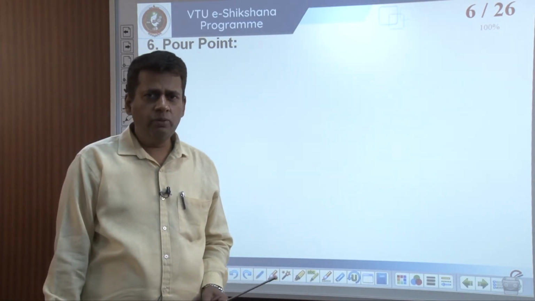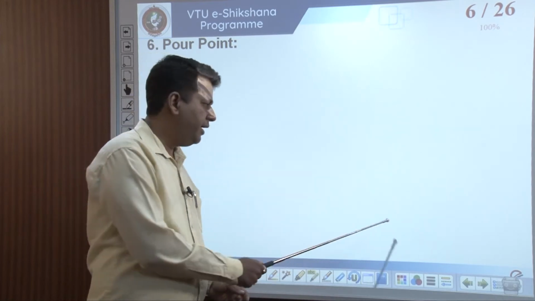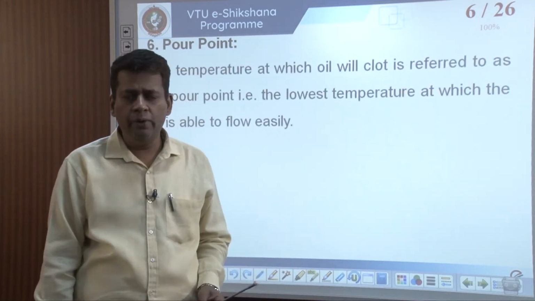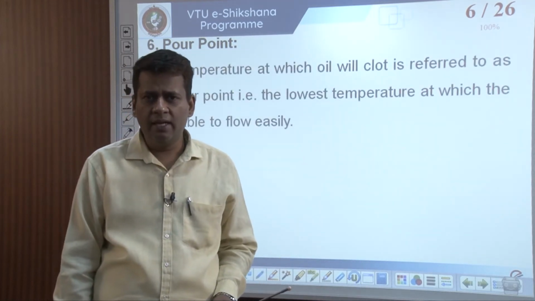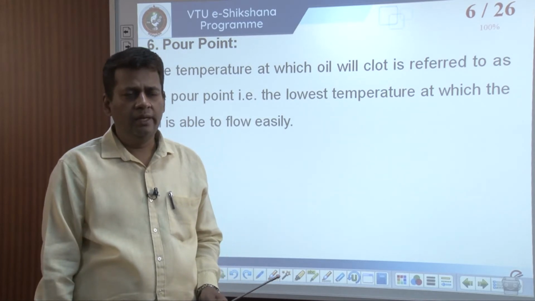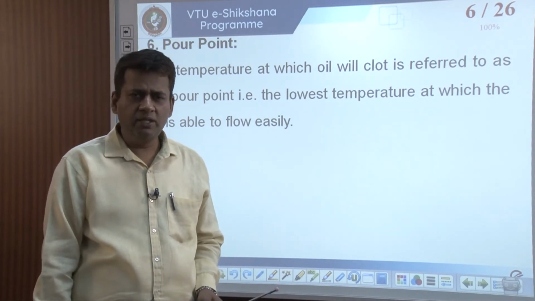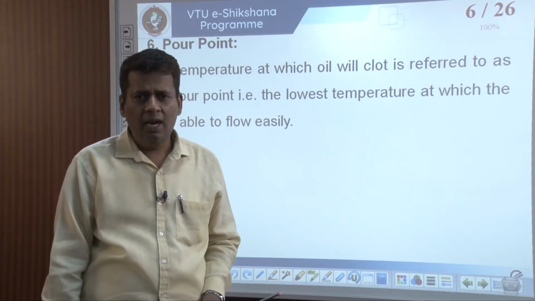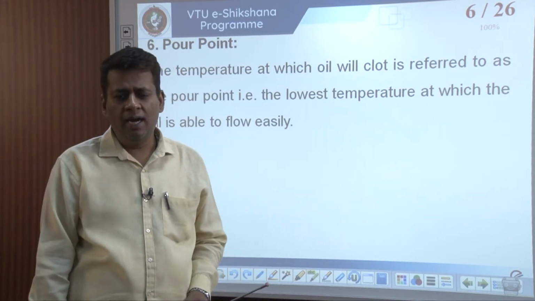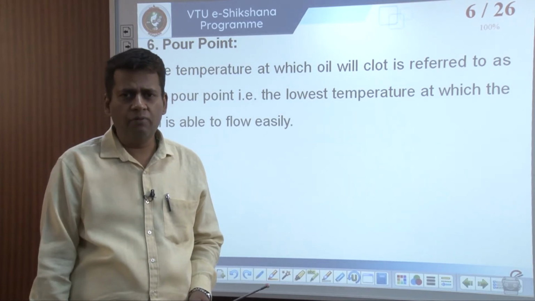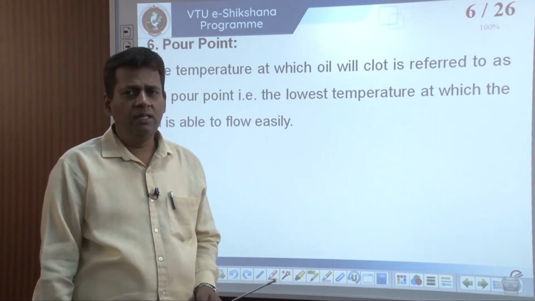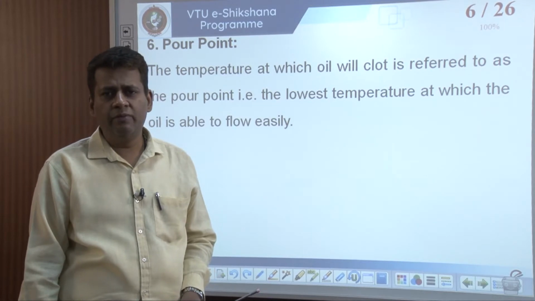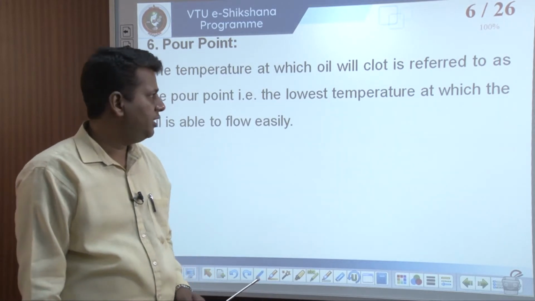Pour point is very important because it finds its application for hydraulic fluid in colder countries like Russia, Serbia, etc., where the temperature is very cold and the oil itself will crystallize and become a semi-solid and it cannot flow. Once it cannot flow, it cannot be transferred from the source to the receiving end or application.